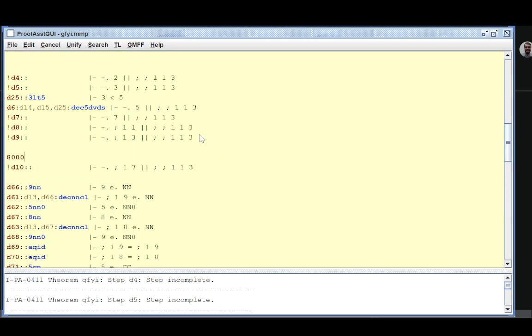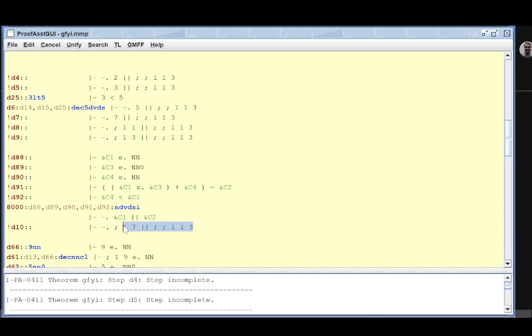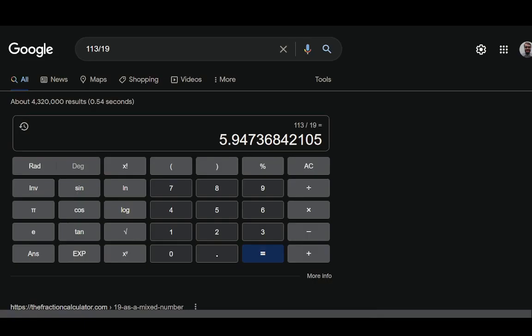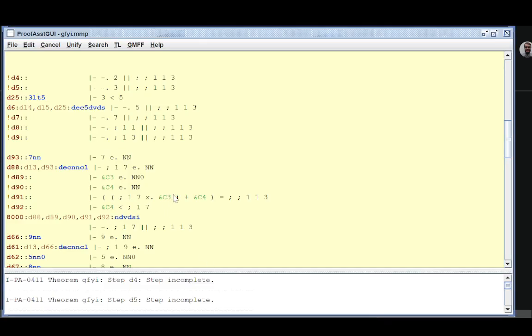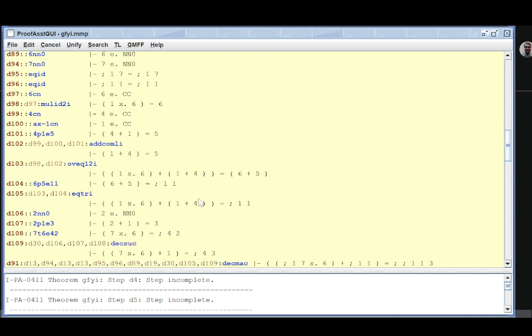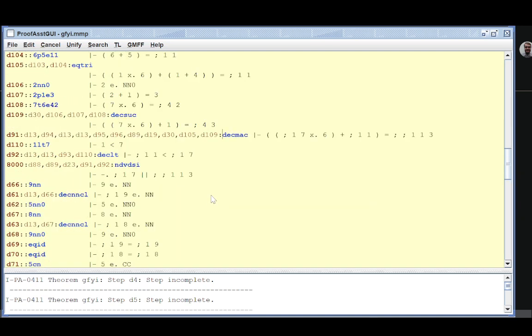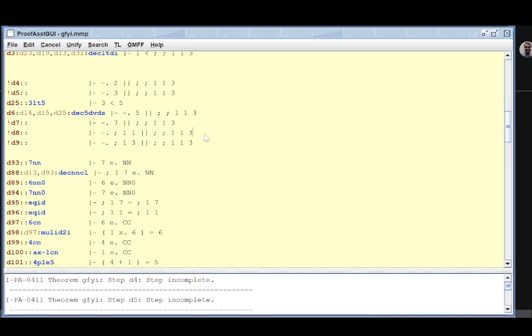Okay, so 8,000. 17 divides 113, I want to prove this. Getting a bit of a production line going here. 113 divided by 17 is 6. So 6 times 17 is 60 plus 42, which is 102. So that will be 11, I think. Yeah. Okay.